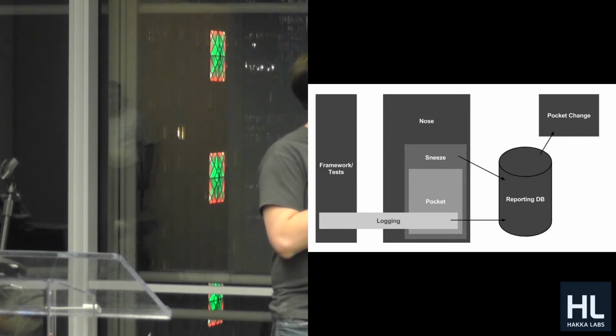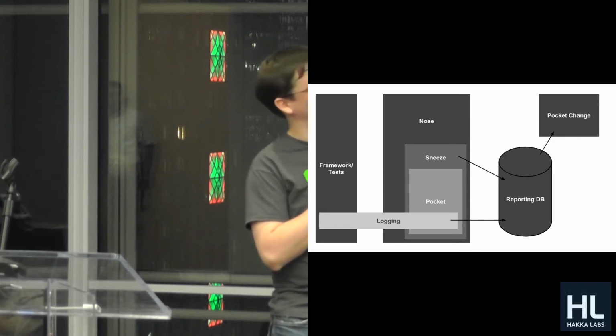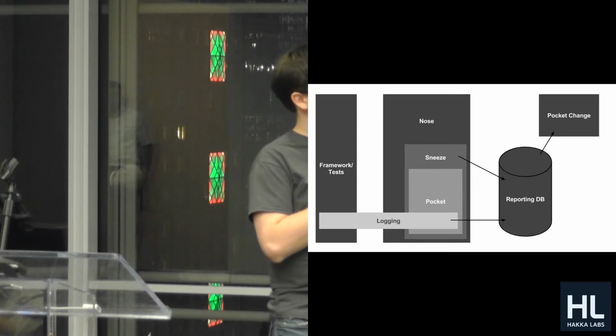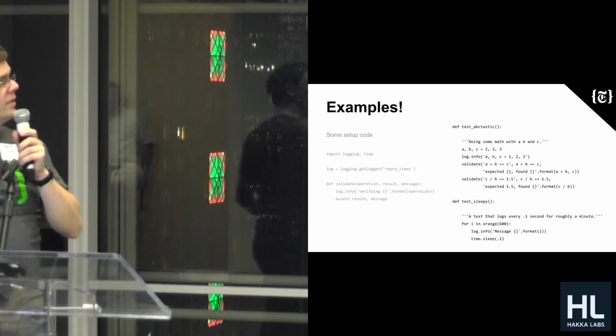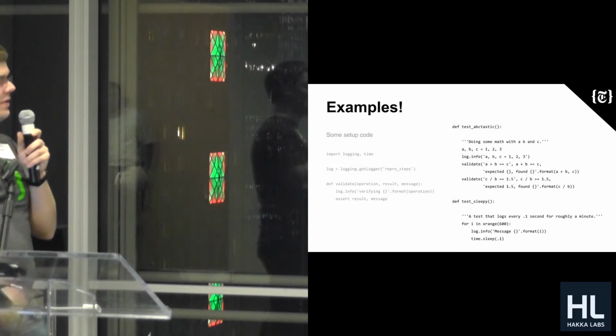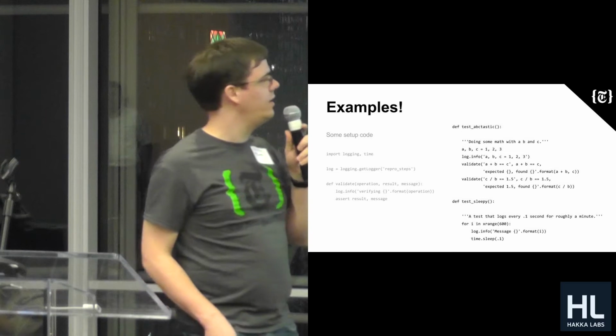But in any case, it pushes out to the reporting database, and then Pocket Change, which is the web GUI, sits there in front to let you look at everything, and it's nice and pretty. So here's some example code. Hopefully most of you can read it.